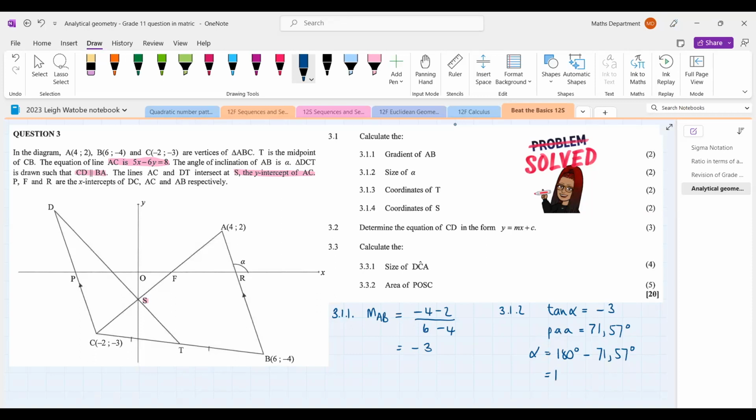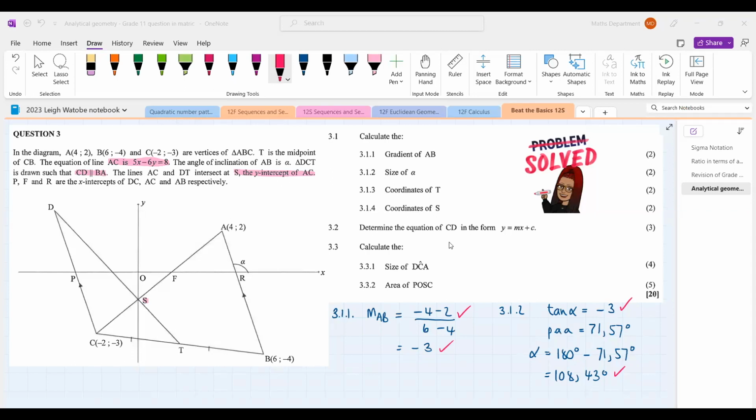Okay, so you guys should be getting 108,43. Okay, so 2 marks. Answer. Next 2 marks. Tan alpha equals -3. And the answer over there. Yes, always, Sinenhlanhla. Must round correctly to 2 decimal places. Okay. So Chloe, that's correct. Sinenhlanhla, yes, 2 decimal places always.